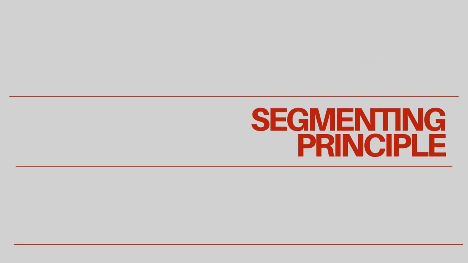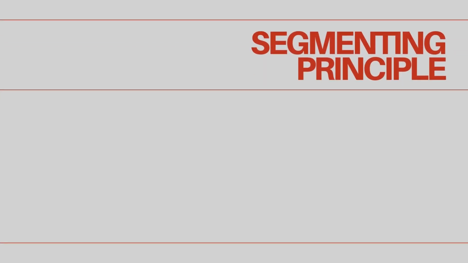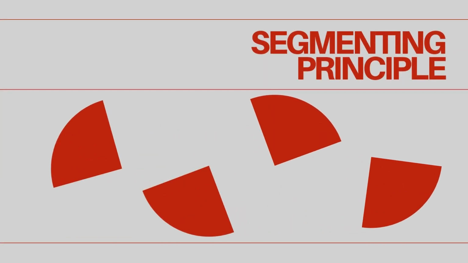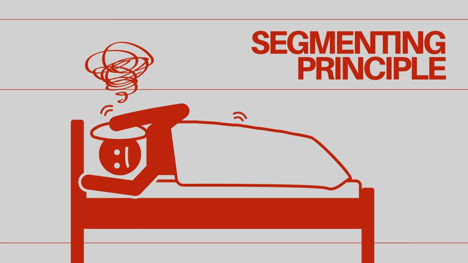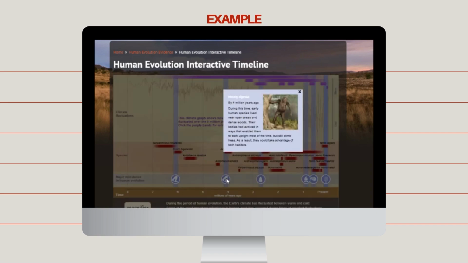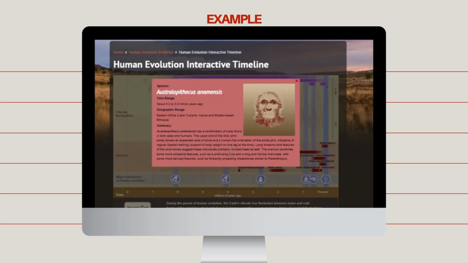Now, let's talk about Segmenting Principle. This principle suggests that we must break the content into manageable sections and allow learners to proceed at their own pace. This prevents information overload. Example: a website on human evolution divides the timeline into sections, with next and back buttons so learners can explore at their own speed.